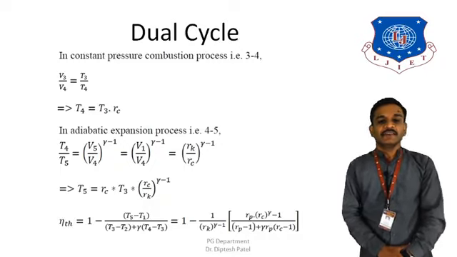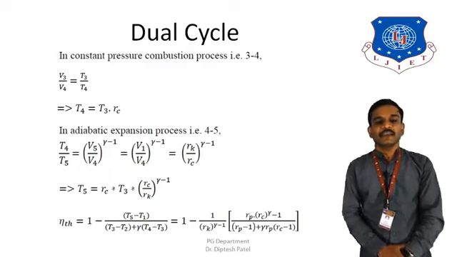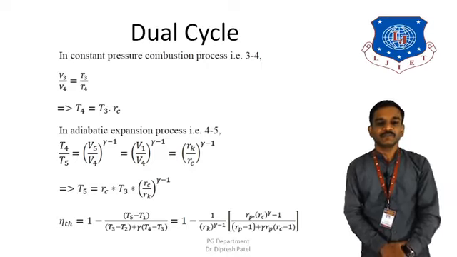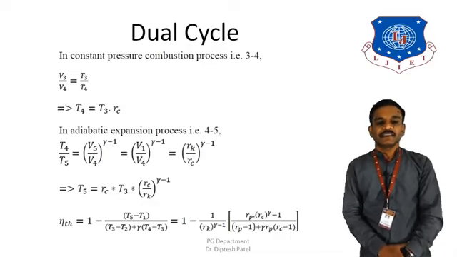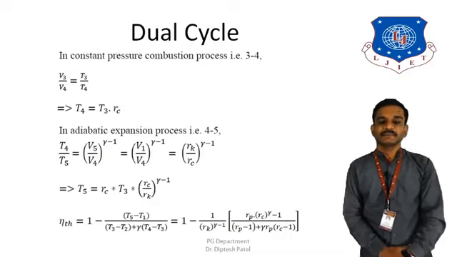Then we have the isentropic expansion process between 4 to 5, and here we are going to use the isentropic relationship again. So I would say T4 upon T5 is equal to V5 upon V4 raised to gamma minus 1, which is equal to V1 upon V4 raised to gamma minus 1, or I could also write RK divided by RC raised to gamma minus 1, and therefore T5 is equal to RC into T3 into RC divided by RK raised to gamma minus 1.